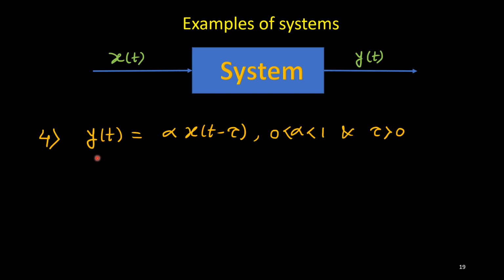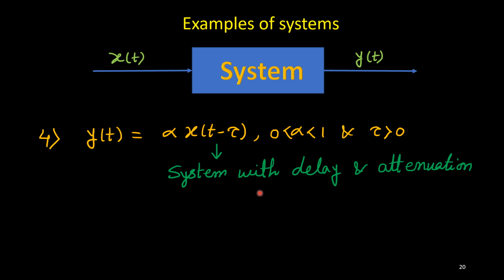Now next one, y of t equals alpha times x of t minus tau, where alpha is within 0 to 1 and tau is positive. So you see, if alpha is multiplied and it is within 0 to 1, then it is for attenuation, and tau is positive, that is t minus tau, then it is a delayed version. So the system will provide one delay as well as one attenuation. Thus we can say the system is having delay and attenuation.